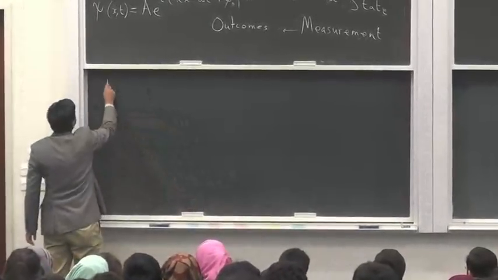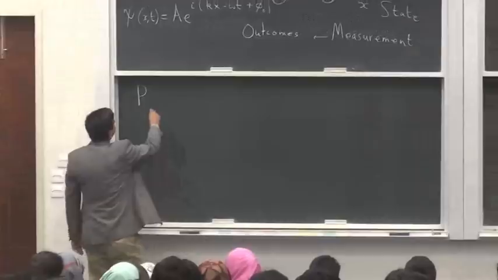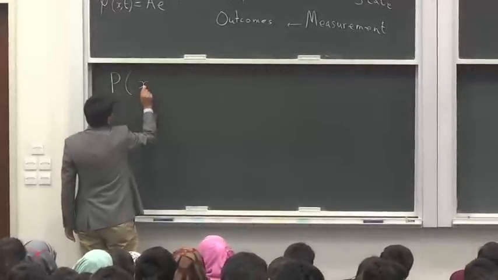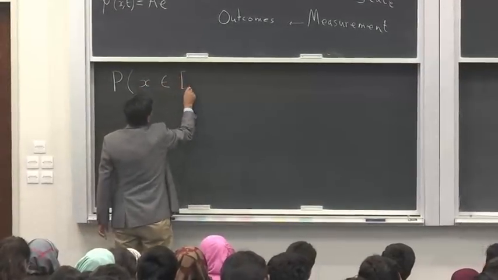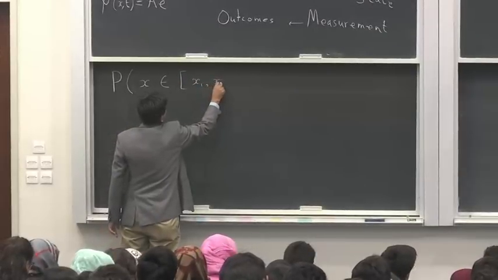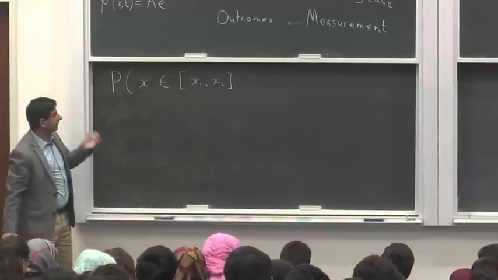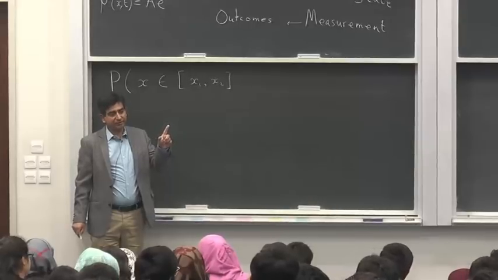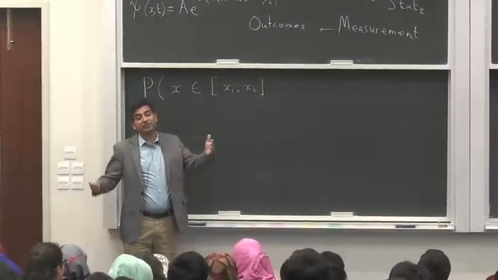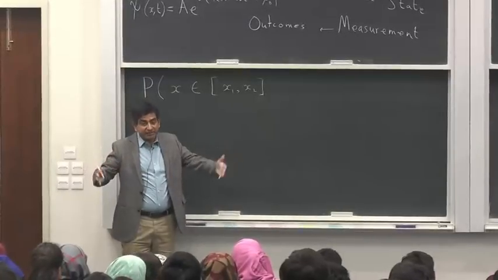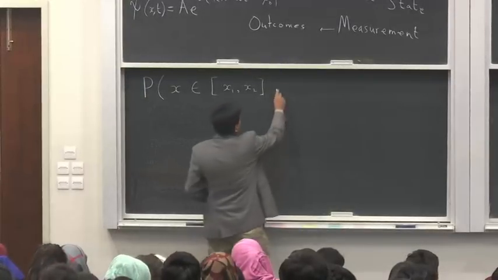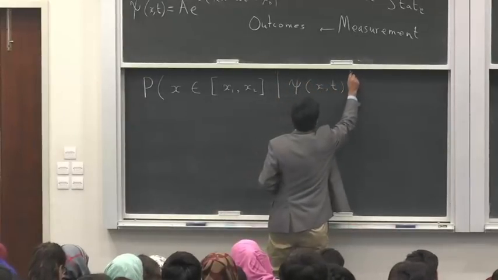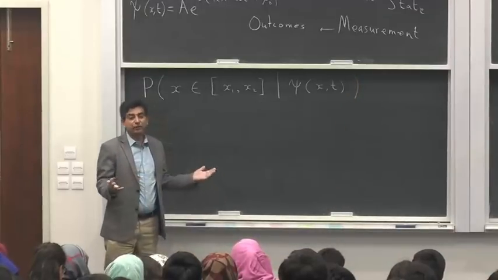The probability capital P of performing a measurement and having an outcome x between x1 and x2, right? So this is the probability that the outcome lies in a certain range. That does not mean that the particle was in this range, by the way, but it's just the outcome of a measurement given my wave function psi(x,t). So I would like to find out this probability.